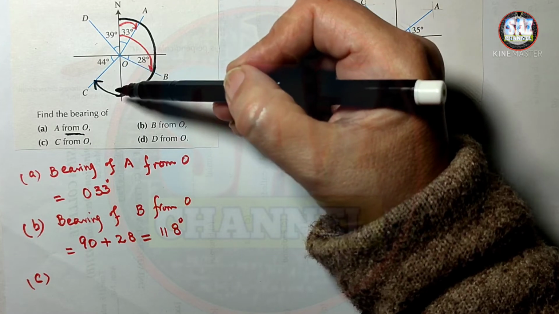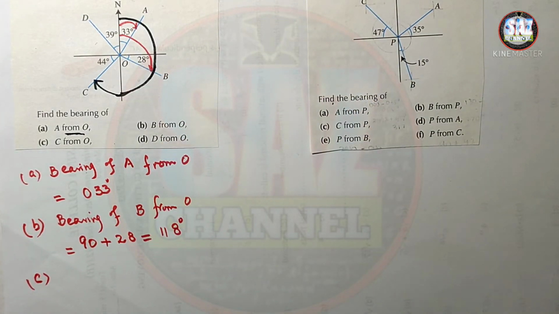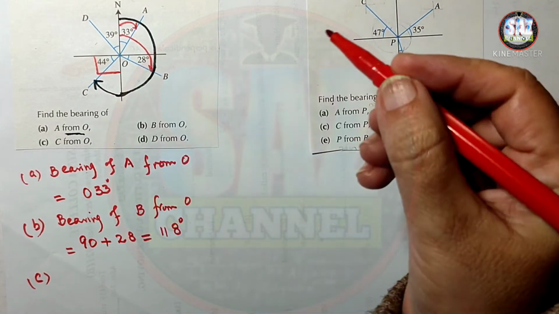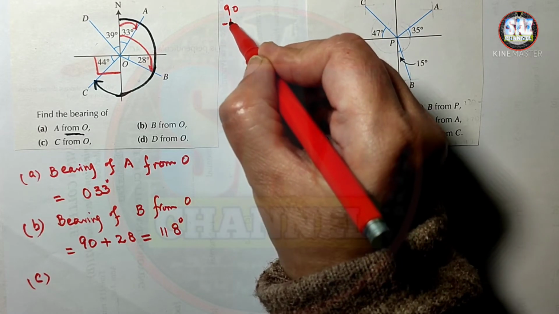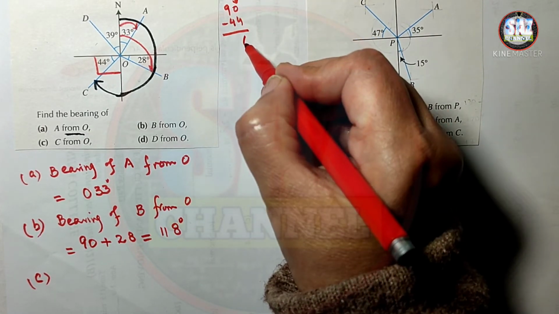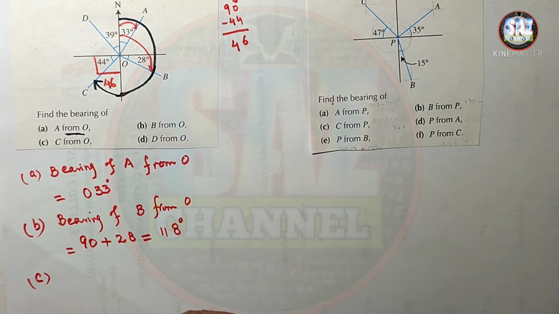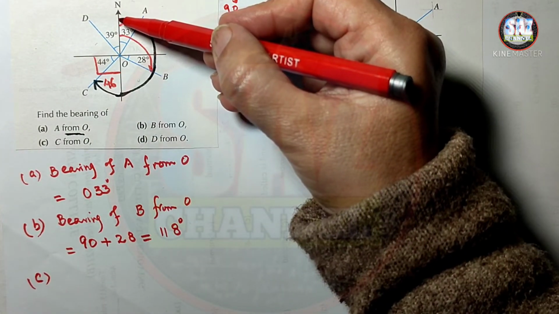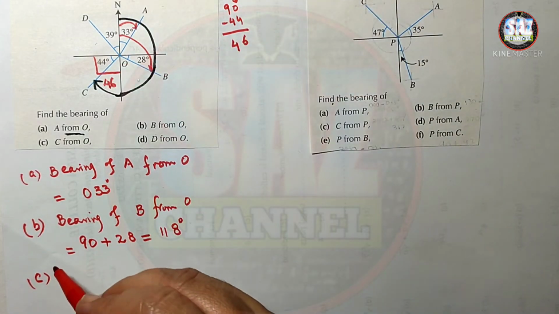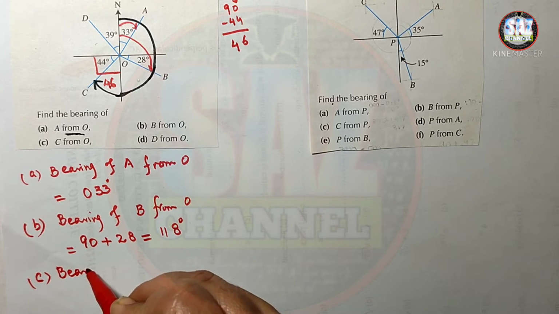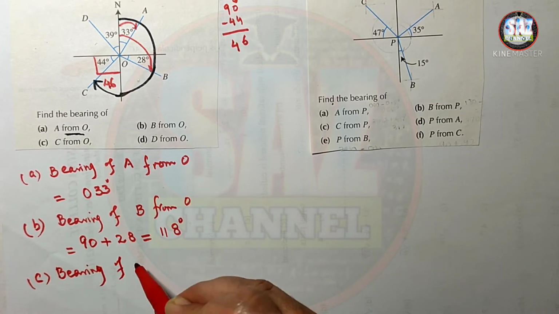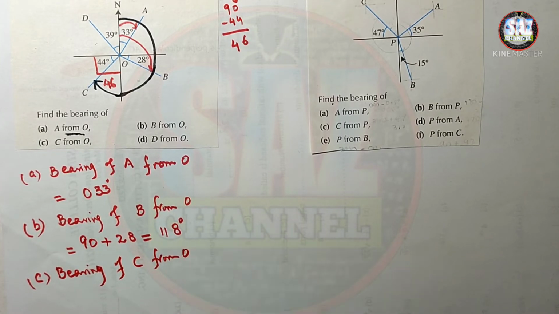Now there are two ways of doing that. We know that this whole turn is of 90 degrees. Either I can take away 44 from 90, 90 minus 44, 10 minus 4 is 6, and 8 minus 4 is 4, and I'm left with 46 degrees. Okay, now one way is that we are going to take this term plus this term, that is bearing of C from O equals 180 degrees plus 46 degrees, and this will give me 0 plus 6 is 6, 8 plus 4 is 12, and 226 degrees.